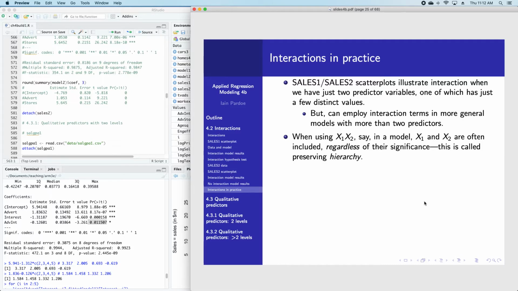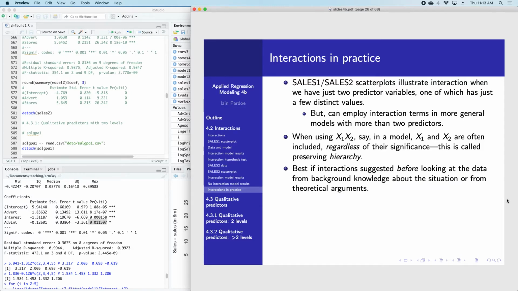Just as with polynomial regression, I talked about retaining hierarchy, and that meant if I have x squared in my model, I'll include x by itself as well, regardless of its significance. There's a similar idea with interactions. Often when we've got an interaction between x1 and x2 in a model, we include x1 by itself and x2 by itself, regardless of their significance as well. So again, that's called retaining or preserving hierarchy.